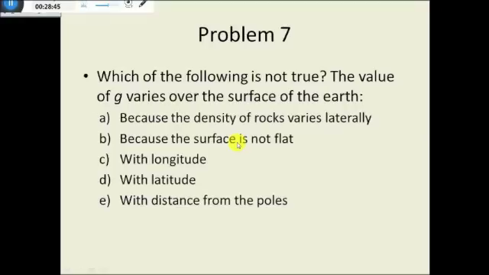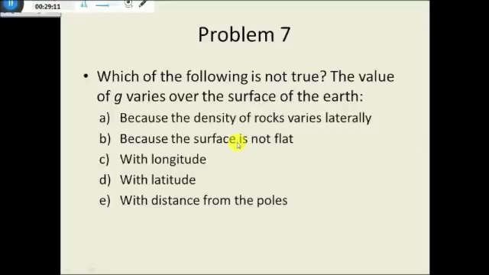I want to skip C because, well, it'll give you the answer. Well, let's look here. So with latitude, we've said already, if you're going from the poles to the equator, that's your latitude. So going north to south, there's a change in G. So as you go from the poles to the equator, you're getting further away from the center of the Earth, so gravity is decreasing. So there is a change with latitude.